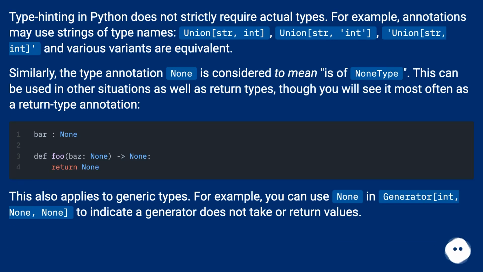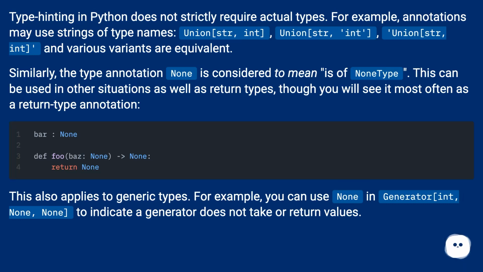Type hinting in Python does not strictly require actual types. For example, annotations may use strings of type names. Union[str, int], Union[str, int] and various variants are equivalent. Similarly, the type annotation None is considered to mean is of NoneType. This can be used in other situations as well as return types, though you will see it most often as a return type annotation.